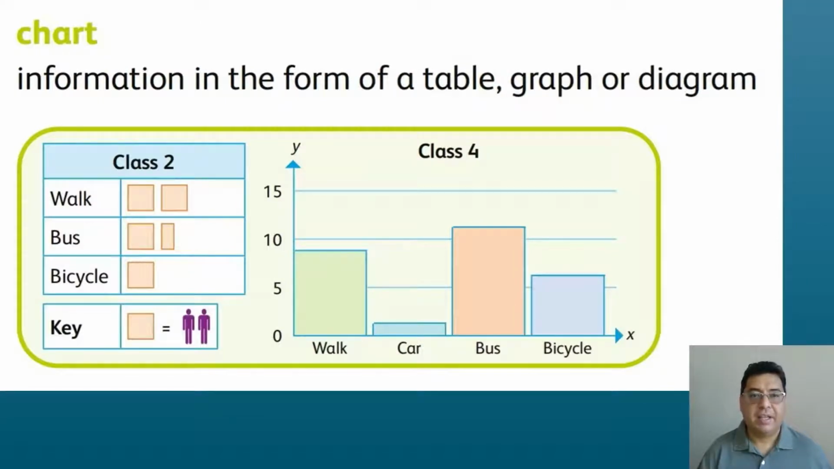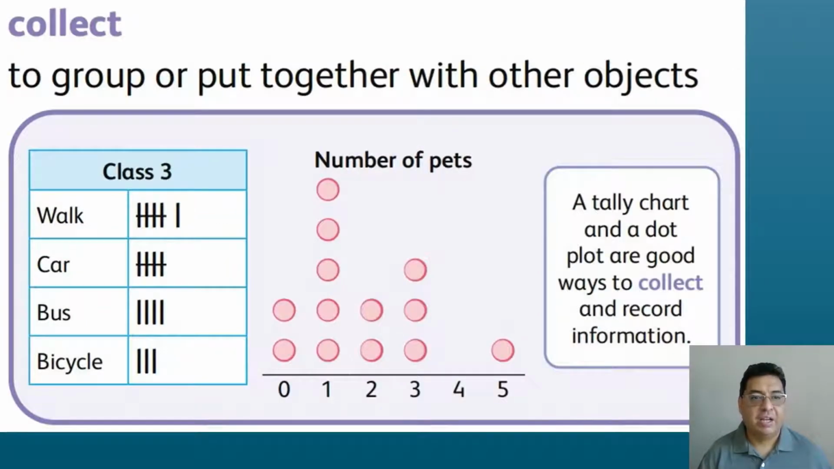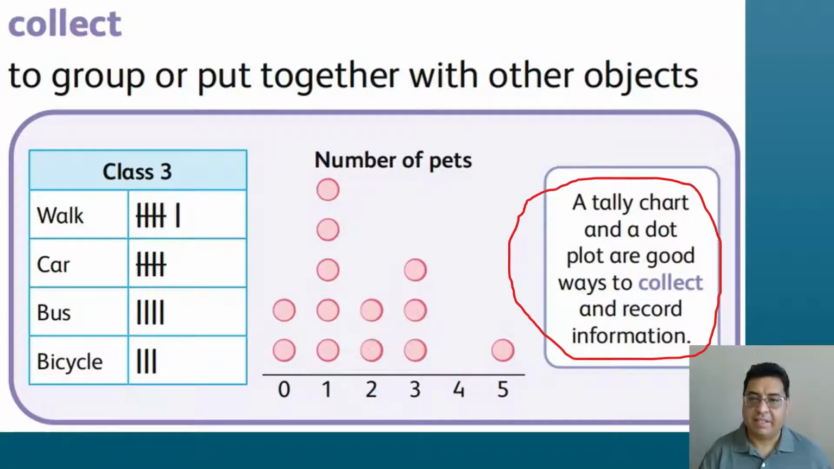Chart. Information in the form of a table, graph, or diagram here. Collect. To group or put together with other objects. And here it says a tally chart and a dot plot are good ways to collect and record information.